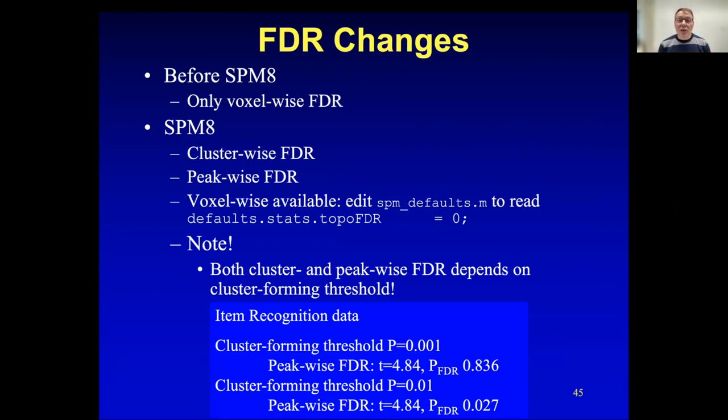Just for some historical perspective in SPM, SPM before SPM8 was actually only voxel-wise FDR. And with SPM8, there was an introduction so that FDR was now available for both clusters and peaks. And actually, the voxel-wise FDR was disabled. So if you want voxel-wise FDR, you have to go into the defaults file and change default stats FDR to 0. So basically to say that they're reasonable procedures, I just find that the voxel-wise application of FDR seems to be much more impactful. You get much greater power advantages over family-wise error voxel-wise compared to family-wise or cluster-wise FDR.